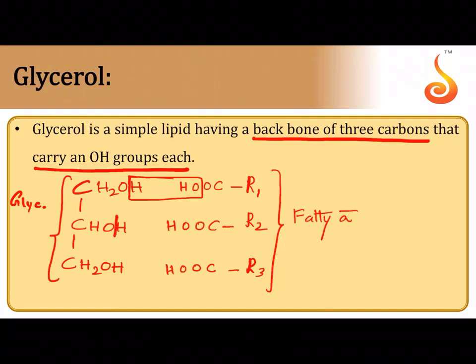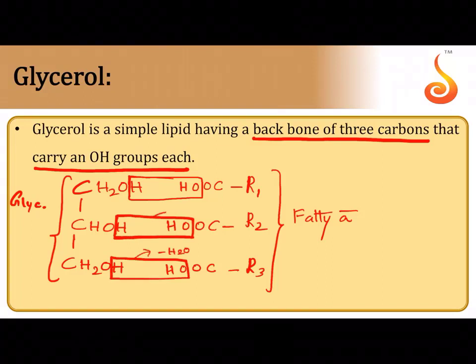Yes or no? And then the H will combine with OH here. The H will react with OH and it is dehydration synthesis. There is loss in the form of water molecule, and when all of them lose their water molecule, there will be an ester bond. What is that ester bond? Let us see how it looks.